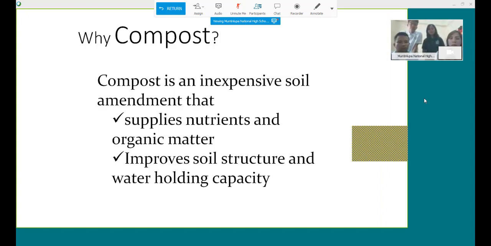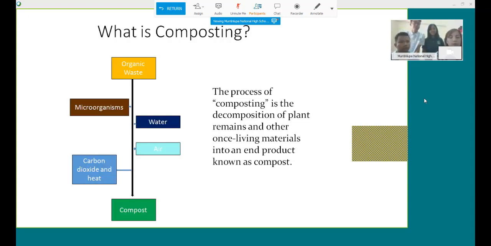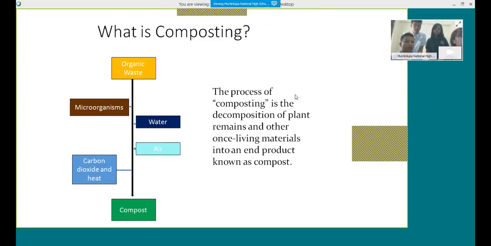Now, why do we need to compost? Compost is an inexpensive soil amendment that supplies nutrients and organic matter and improves soil structure and water holding capacity. Let's focus on composting. The process of composting is the decomposition of plant remains and other once-living material into an end product known as compost. This requires organic waste, microorganisms, water, air, carbon dioxide and heat.